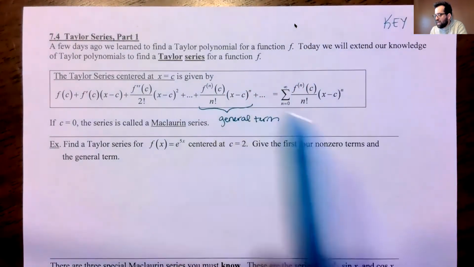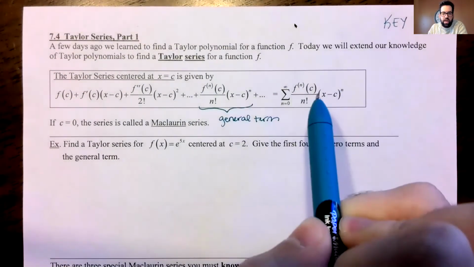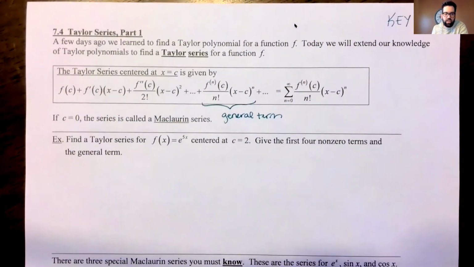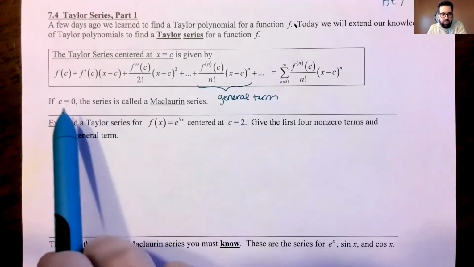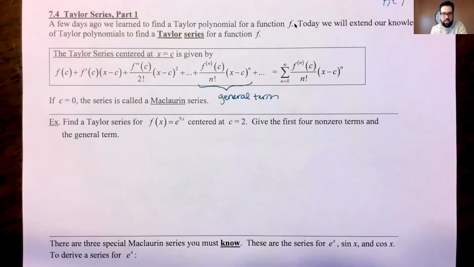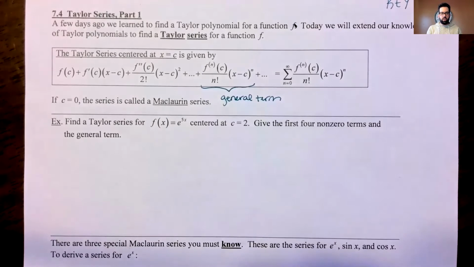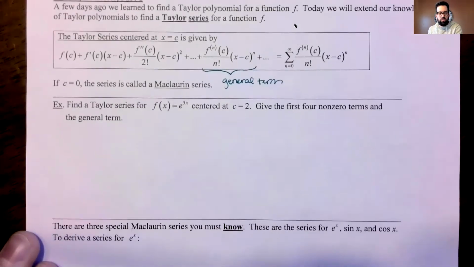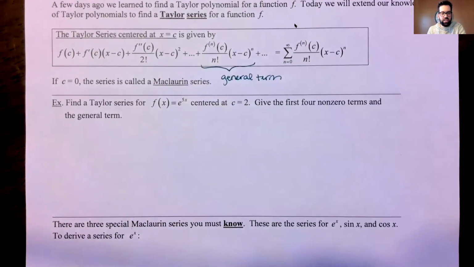With the dot, dot, dot showing that it goes on forever. And you can also write it in summation notation. And just like before, if c equals 0, this series is called a Maclaurin series. So let's jump right into an example. Let's find a Taylor series for f of x equals e to the 5x centered at c equals 2. Give the first 4 non-zero terms and the general term.